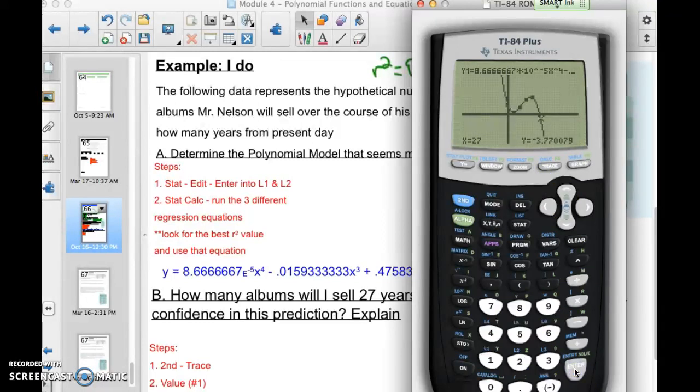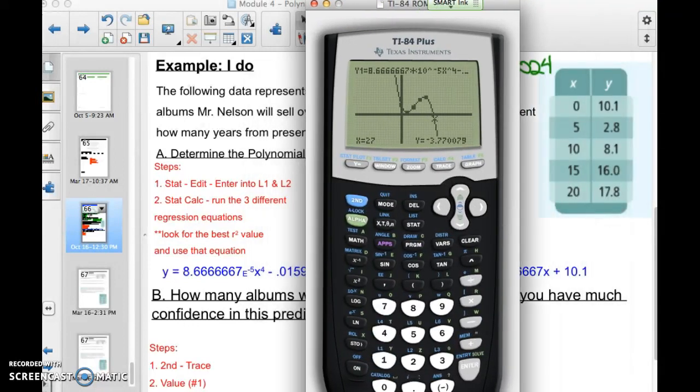And hit enter. Now it gives me an estimate. It says that my career is going to tank, and because it's going to tank, I'm actually going to lose albums or lose money. That's actually probably pretty true. That's probably why it didn't happen to begin with. But the estimate itself states that 27 years from now, I'm going to owe 3.77 million records to the public, I guess. And that would be my answer for part B.